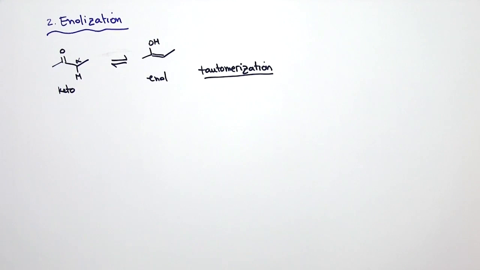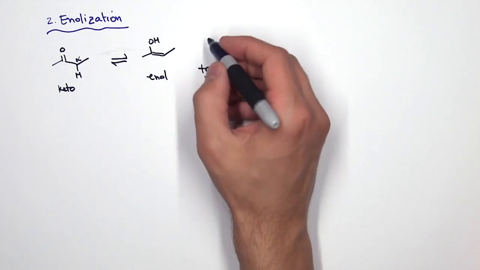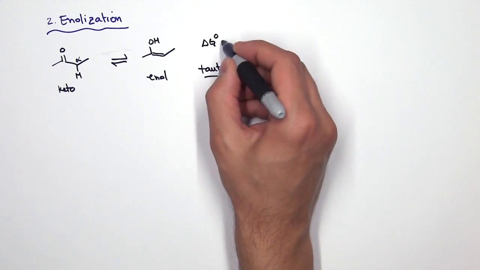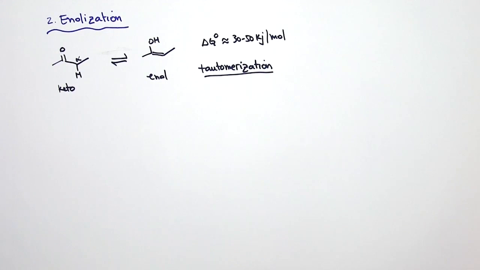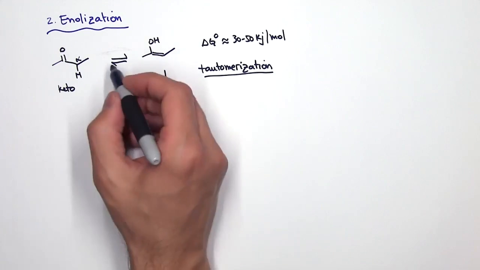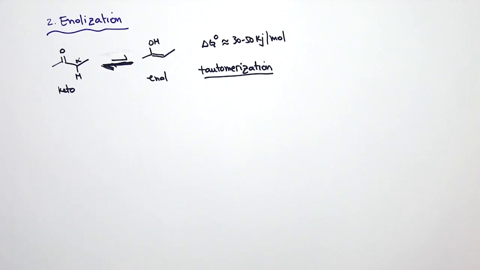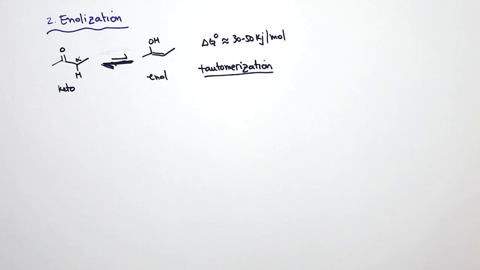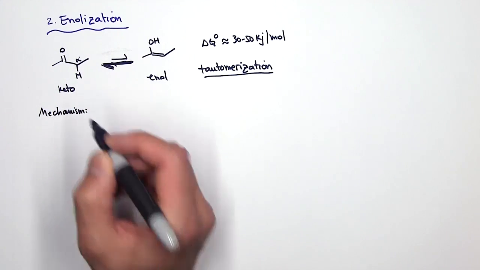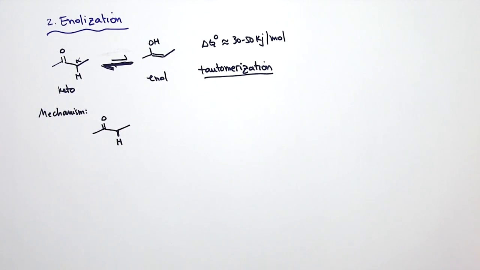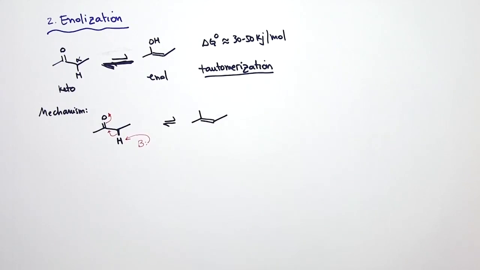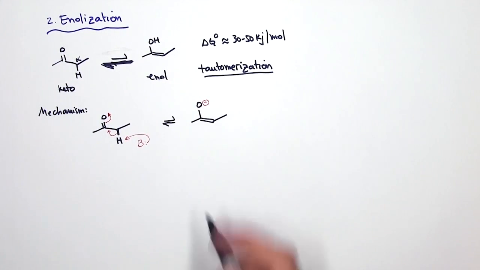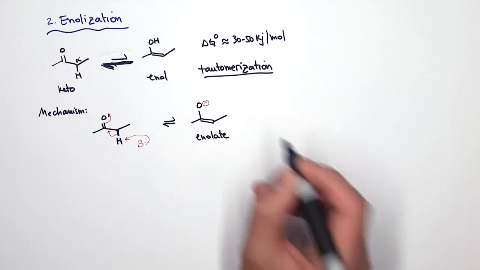And this is a very important reaction in many biochemical systems. It turns out the delta G for the reaction as written is very high, 30 to 50 kilojoules per mole. That means that equilibrium strongly favors the keto form. However, in certain cases, the enol can form and get stabilized. The mechanism of enolization is very straightforward. All we need is a decent base that can remove the alpha proton, and it will form this enolate.